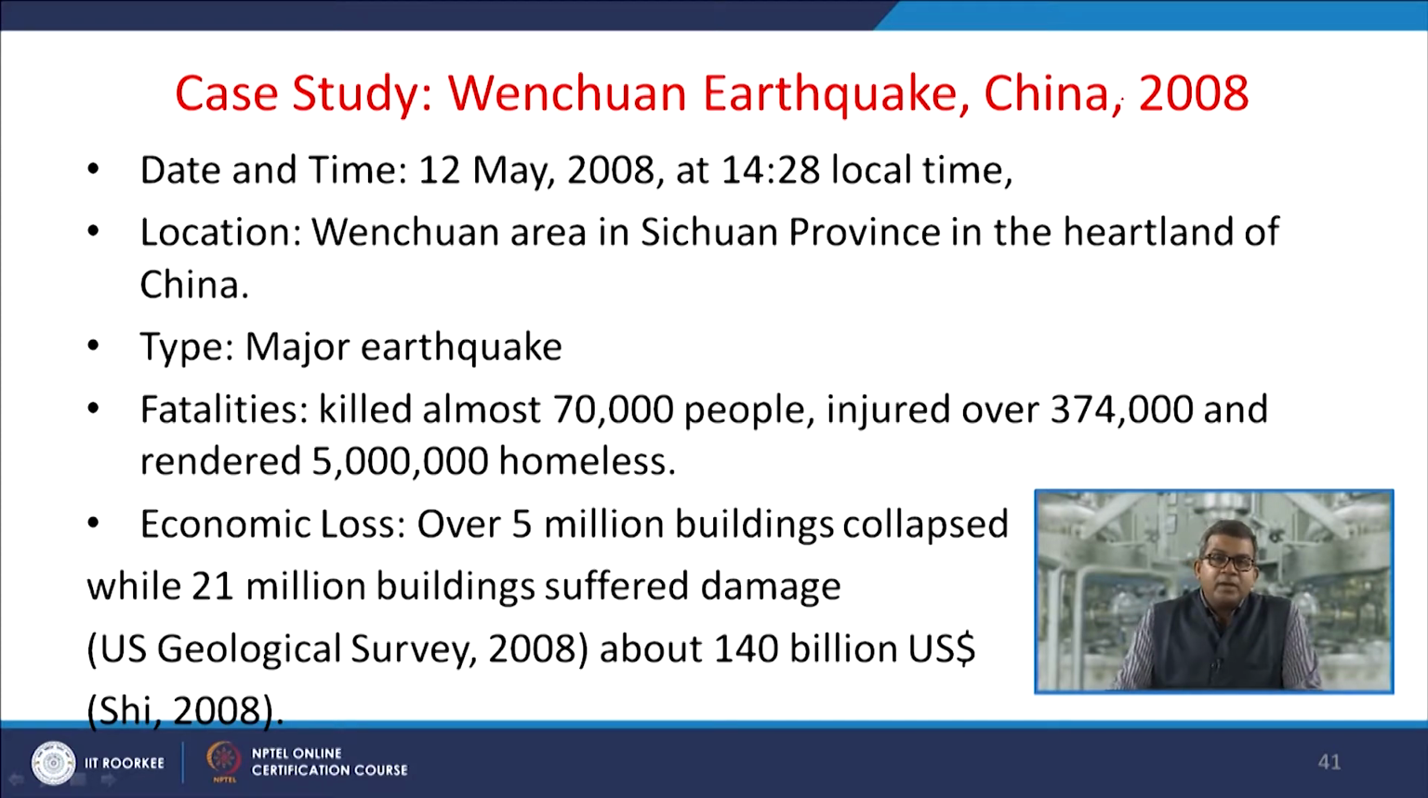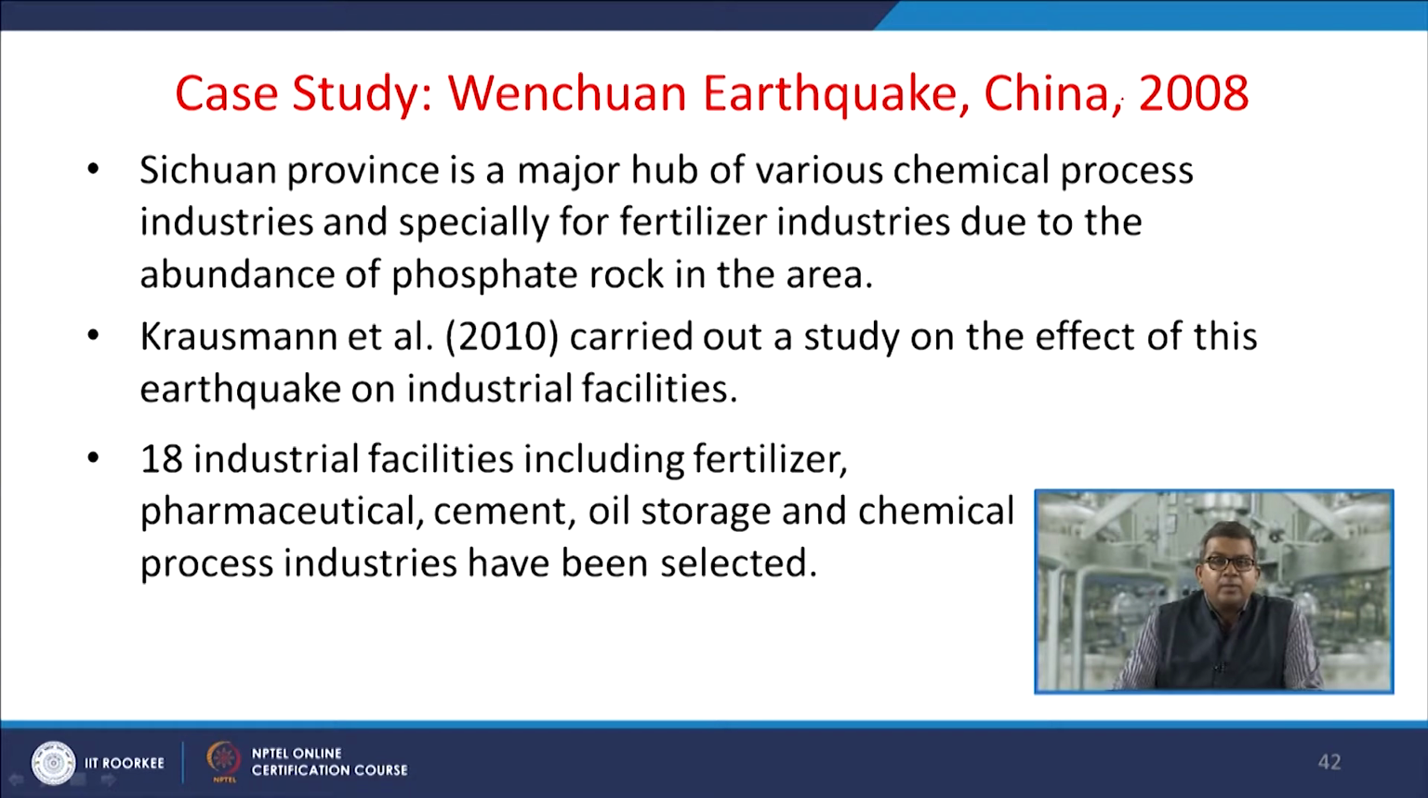So, the economic loss was attributed to around 5 million buildings that collapsed, while 21 million buildings suffered damage. About $140 billion was reported in terms of economic losses. Now, this Sichuan province is a major hub of various chemical process industries, especially the fertilizer industry, due to the abundance of phosphate rock in that particular proximity.